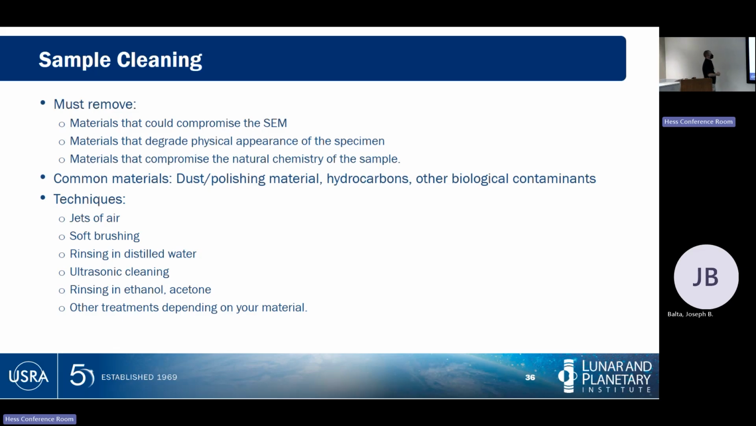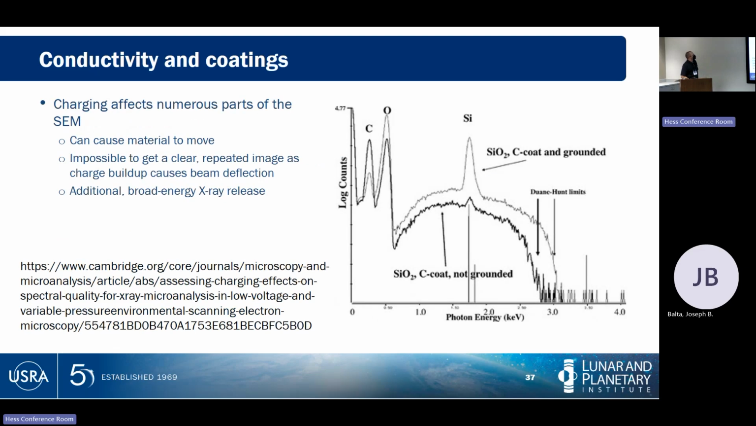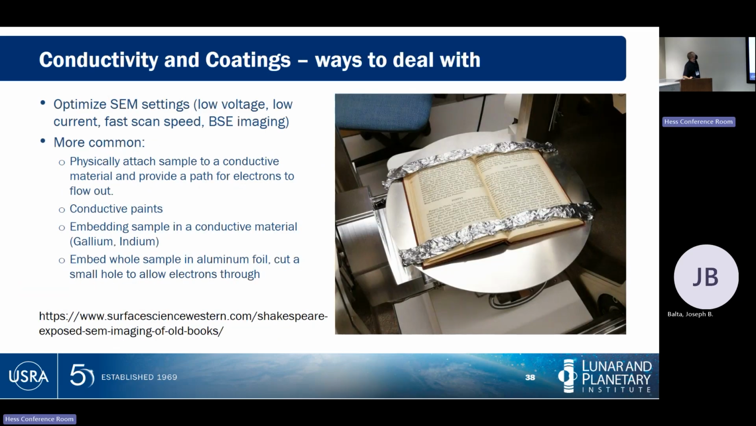What kinds of things do you do? Burst of air, brush it. Cleaning in various solvents, depending on the material, is usually the next to last step. And I've already kind of gone through that. Okay. Then we want to deal with some version of a coating. Need a coating on there to remove the current.